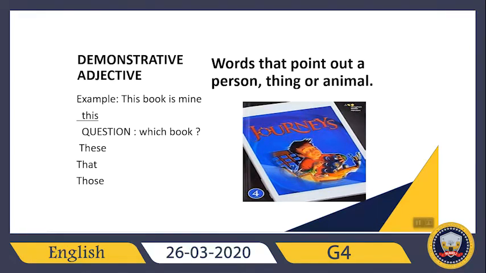So the words listed out here are also part of the demonstrative adjective. So this, that, those, these, they are part of what? The demonstrative adjective. And don't forget, demonstrative adjectives are words that point out a person, thing, or animal that you're talking about. So the next one we're going to be saying is what?